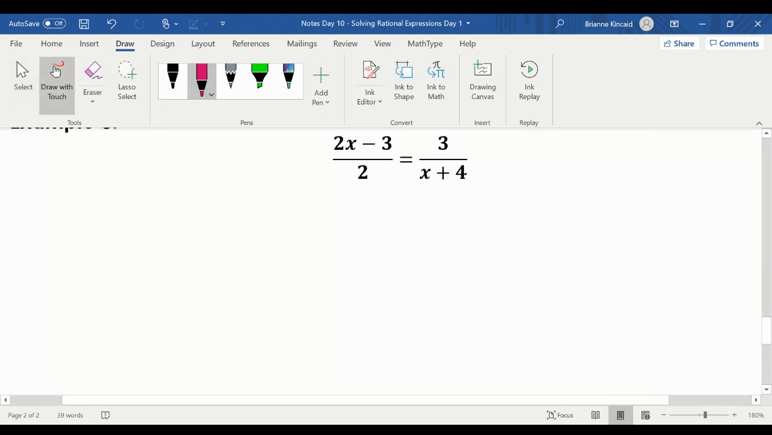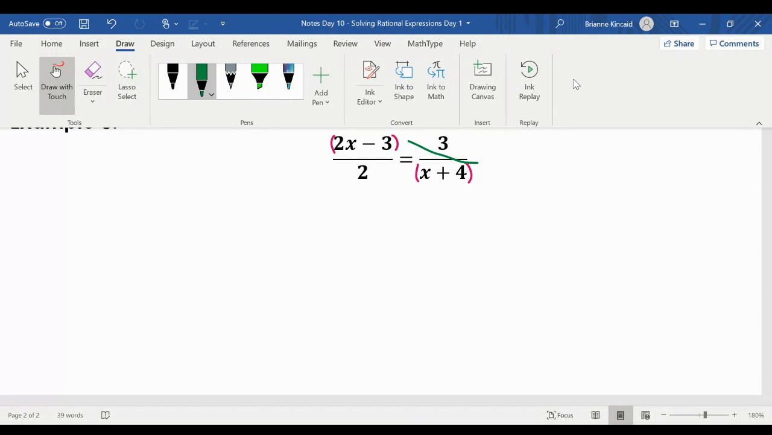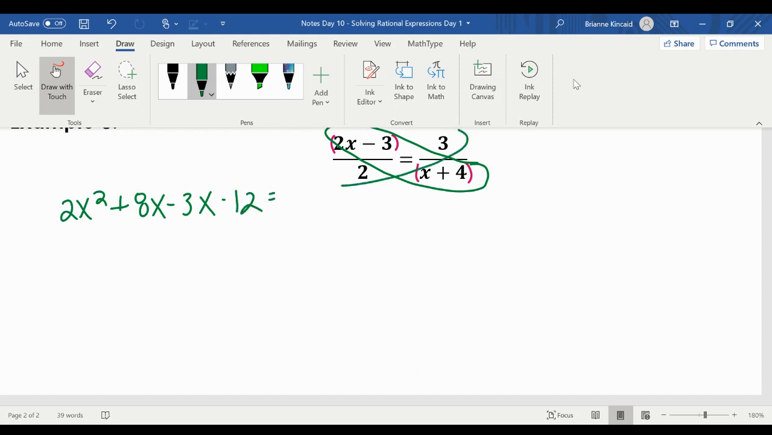All right, and for our last example, same thing. I'm going to start with parentheses. And I'm going to cross multiply. Now the cross multiplying here is actually going to require you to FOIL this. So 2x times x is going to give us 2x squared. 2x times 4 is going to give us 8x. Negative 3 times x is negative 3x. And negative 3 times 4 is negative 12. And that equals 2 times 3, or 6.